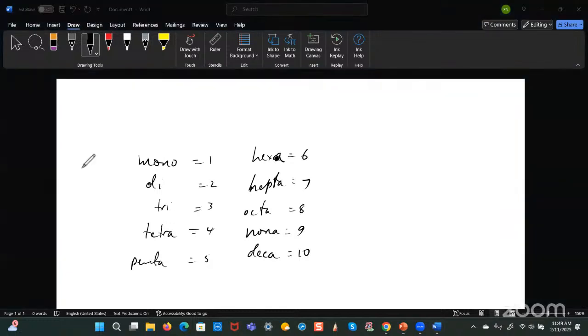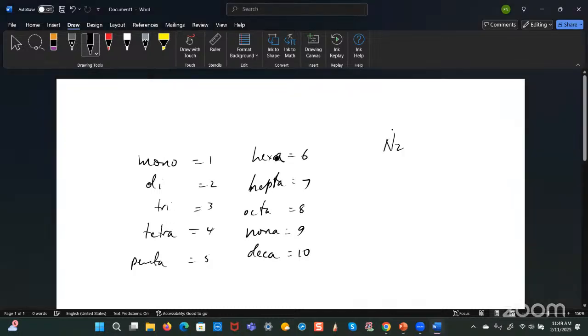So let's say you're given, I'm trying to think of a good example. Let's say you're given N2O3, and that's the formula you're given, and you're asked to name this compound. So this is how you go about naming it.